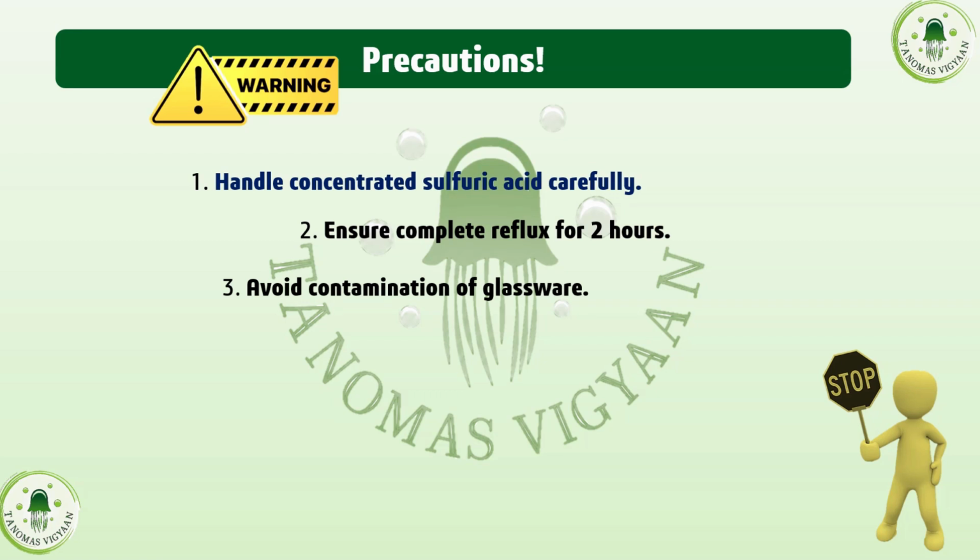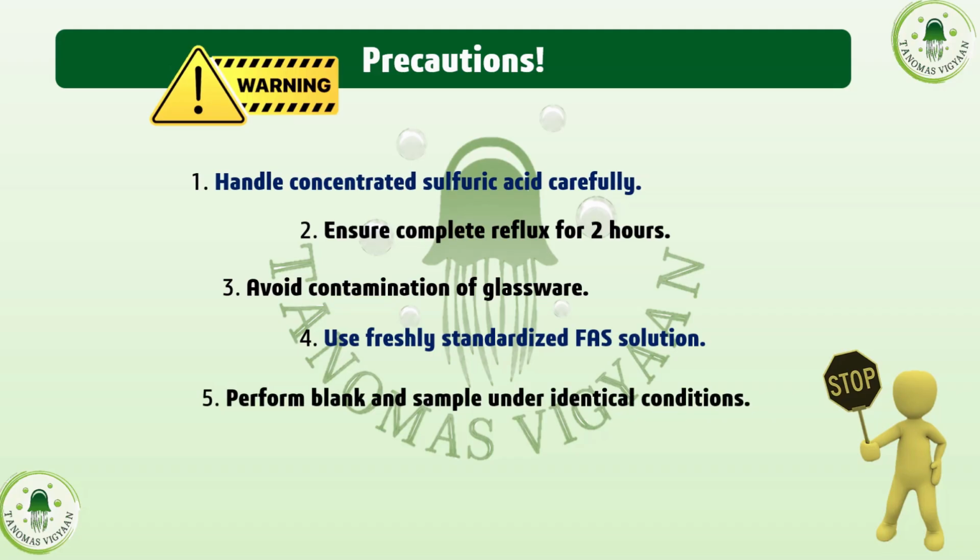Avoid contamination of the glassware. You wash the glassware beforehand. Keep the place where you are working neat, clean, and sterile, and then you can start your experiment. Use freshly standardized FAS solutions. All the reagents which I mentioned, 3 reagents, you try to make it freshly before 2 to 3 days. Okay, so generally this sulfuric acid and silver sulfate solutions, we need 24 hours to prepare this. You prepare it before 1 day.